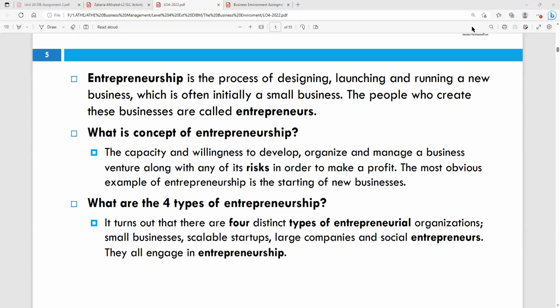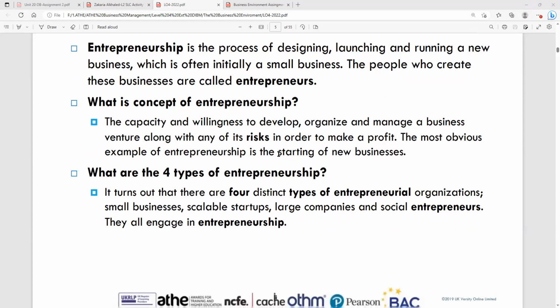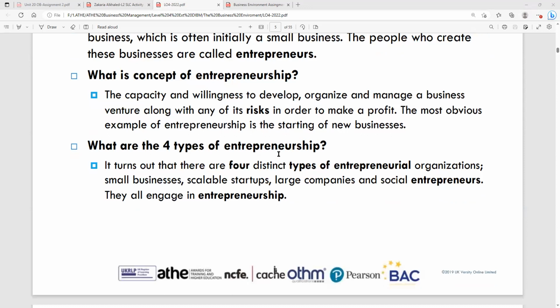and runs it. Okay, so the concept of entrepreneurship is very important in an economy, because the main idea of creating entrepreneurship is to make a profit. The most obvious example of a small entrepreneurship is starting a small business, anything, a barber shop or a cafe shop or a tailor shop, whatever it is. Okay, so we always start small, and then we grow big.